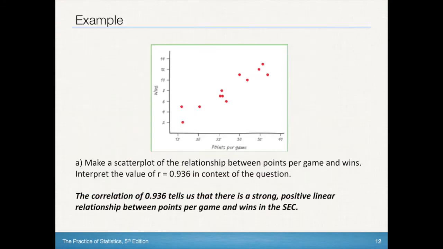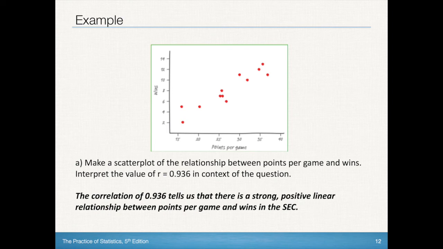So this is what the scatter plot would look like, and you can see right away that we've made the determination that the points per game were the explanatory variable. And that should make sense because it is the number of points you score per game that results in the wins, not the other way around. So in this case, the implication was that the response variable was the wins and the explanatory variable was the points per game.